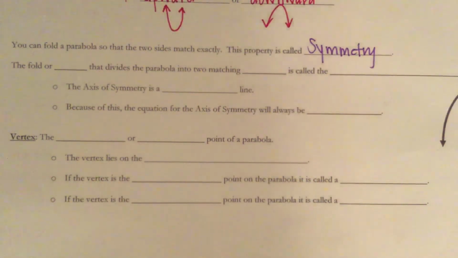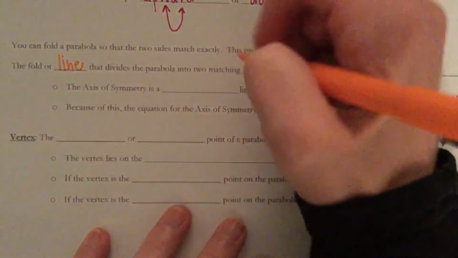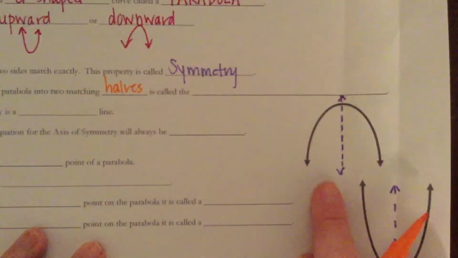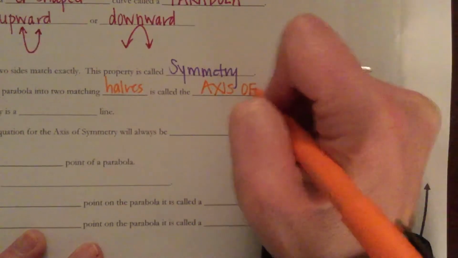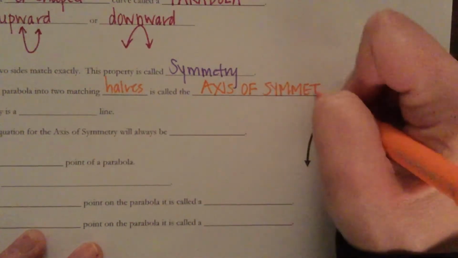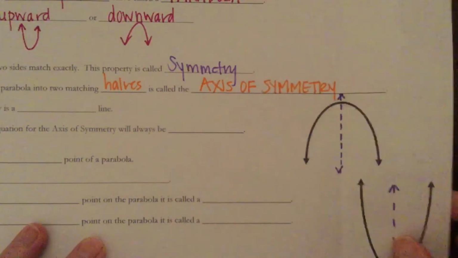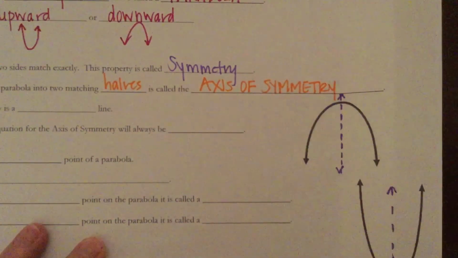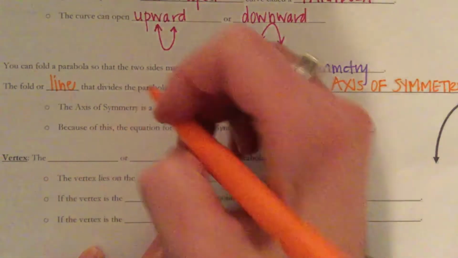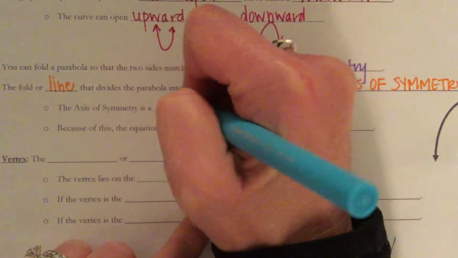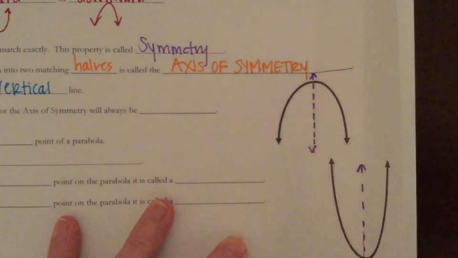So that fold that I made in my paper, or that line that divided the parabola into two matching halves. Okay, so this purple line that I drew right here and right here, that line is called the axis, A-X-I-S, of symmetry. Okay, some books refer to it as a line of symmetry. Okay, so that purple line that divides the parabola into two equal halves is called the axis of symmetry. Notice that that purple line, or that axis of symmetry, is a vertical line. Okay, notice that whether the parabola opened up or whether it opened downward, that line was a vertical line.